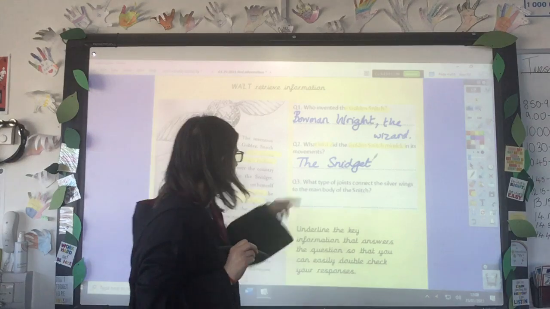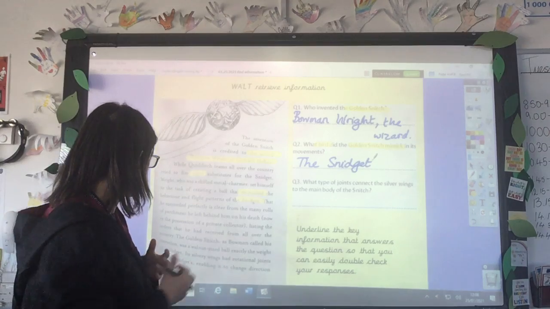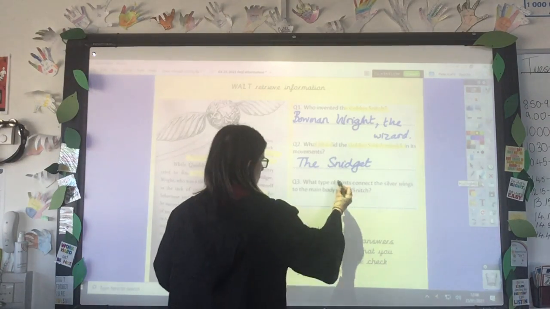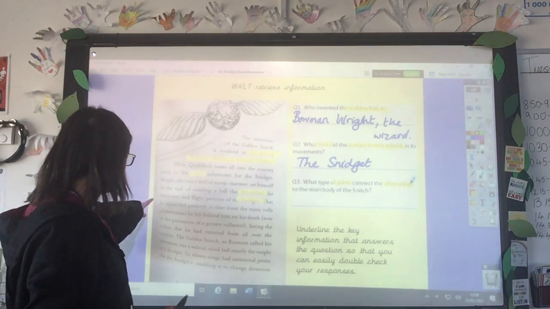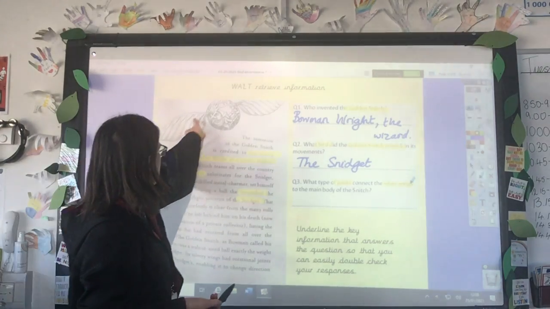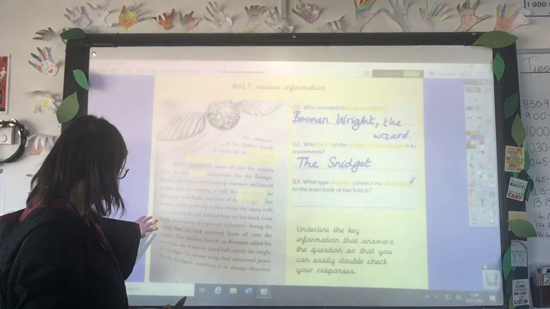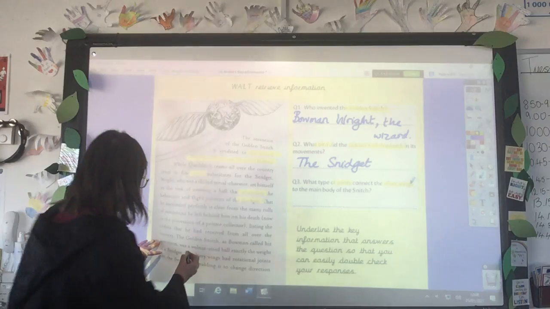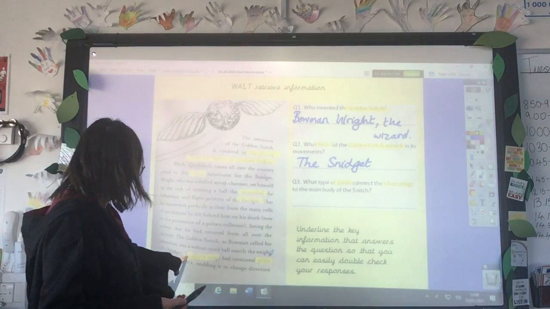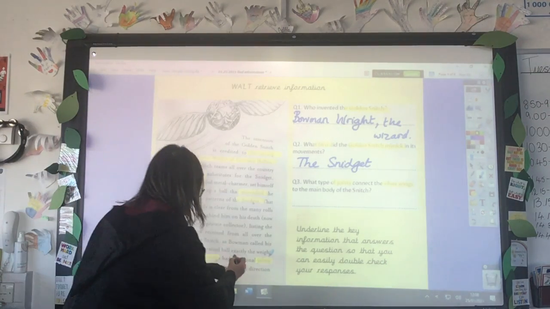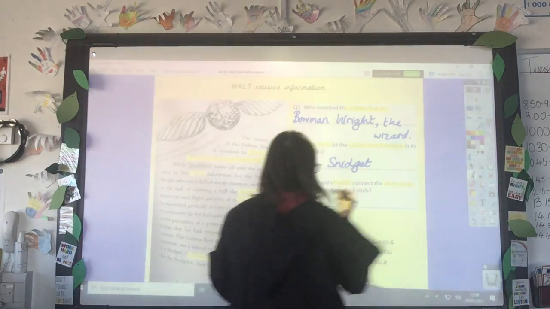Okay, question 3. What type of joints connect the silver wings to the main body of the snitch? So this time I'm looking for a type of joint that connects the wings to the body. So I'm going to read on down. I like the picture up here, so that's quite good if you don't really know what the snitch looks like. Oh, look, I've spotted silvery wings and I've spotted joints. So I need to read that sentence. Its silvery wings had rotational joints, like the snidget's. So I think it had rotational joints.